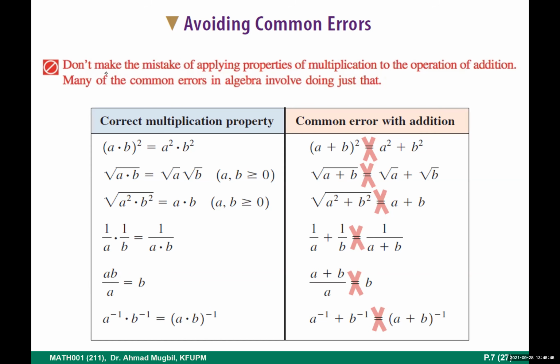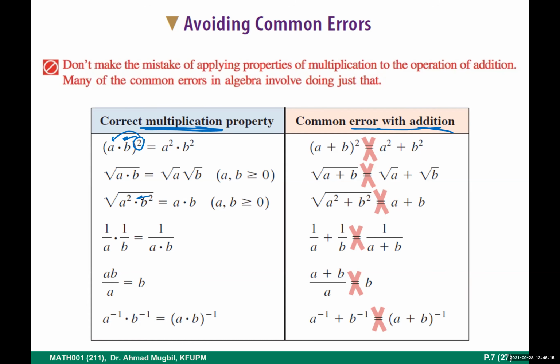And here are some examples. These are correct when we talk about multiplication, but they are not correct when we have addition. Look, you can distribute the power over the product, but not over the sum. The radical, when you have a square root or any radical, you can distribute it over the product, but not over the sum. Similarly here, it is about distributing.